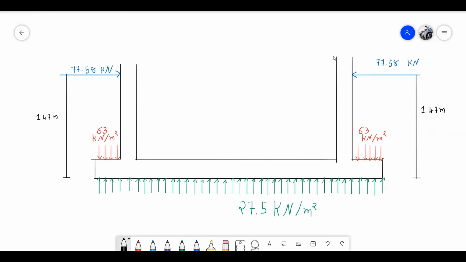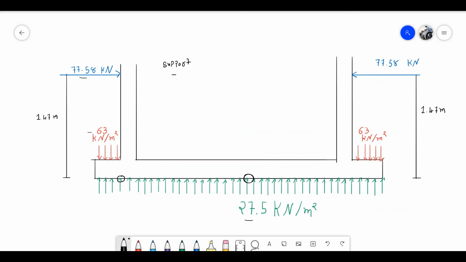Now you can see this figure here. 77.58 is the active earth pressure reaction, 63 is the downward force, and 27.5 is the upward force. By these three forces we have to calculate the moment at the support as well as at the center. First of all, we are going to find it at the support.